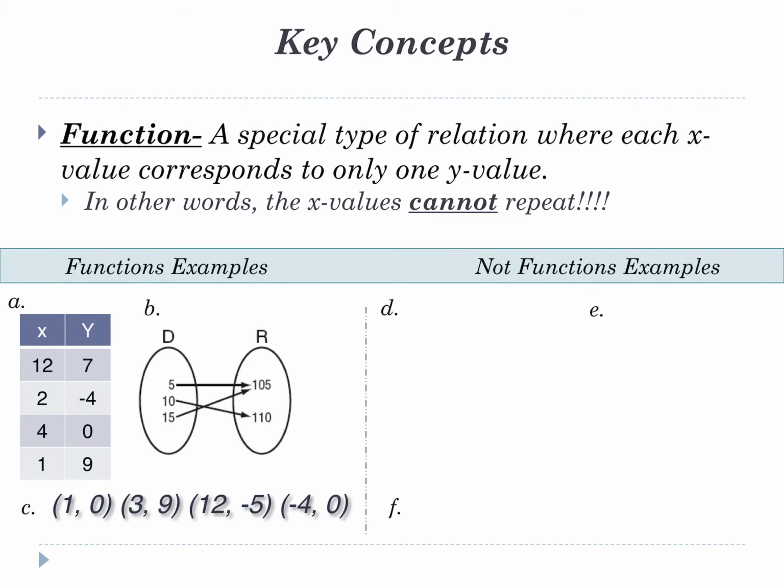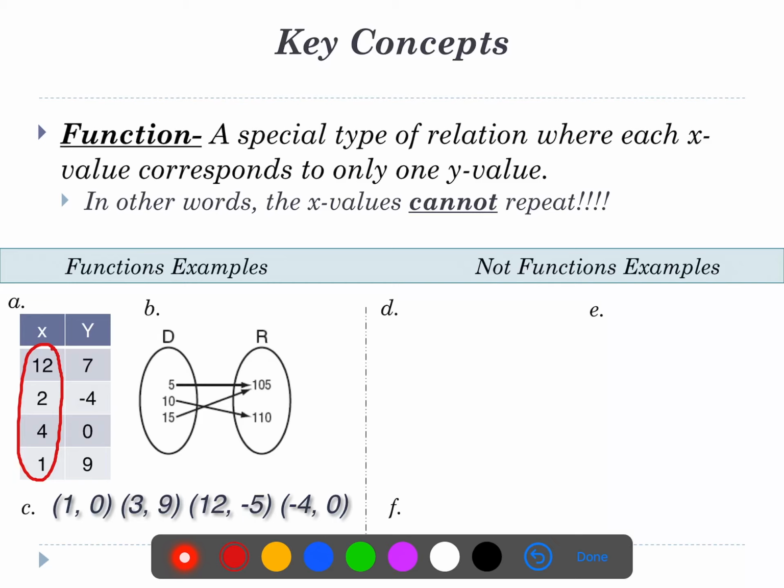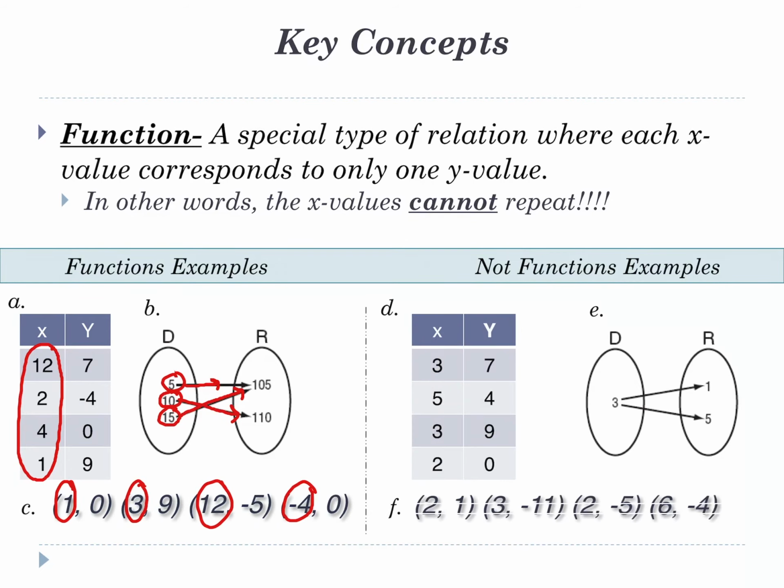Okay, so we look at these. I have a table of values, a mapping, and a set of ordered pairs. If we look at the x values for each representation, and obviously each representation is a separate problem, none of them have repeating x values. So the table 12, 2, 4, and 1, those are all different. Okay, B is a mapping. Okay, and we can see that these are all different, and not only that, but they each only have one arrow. Okay, meaning that it's only used once.